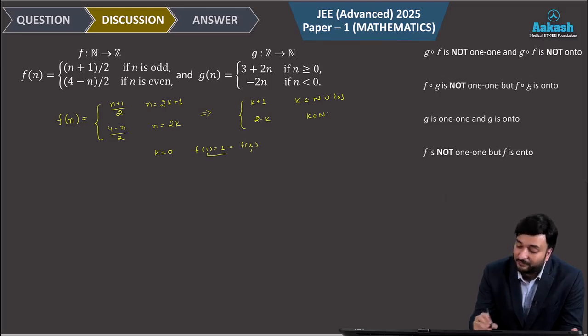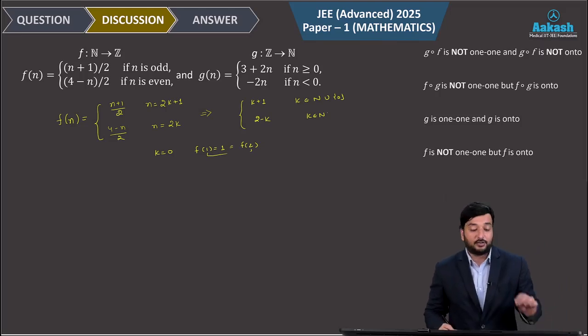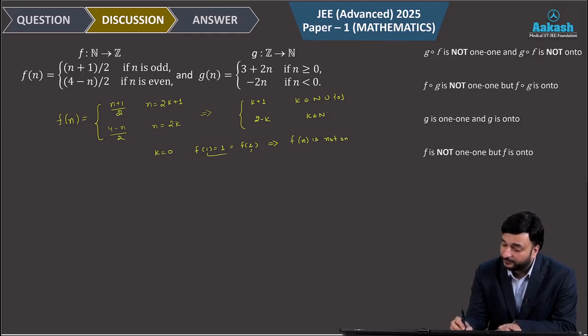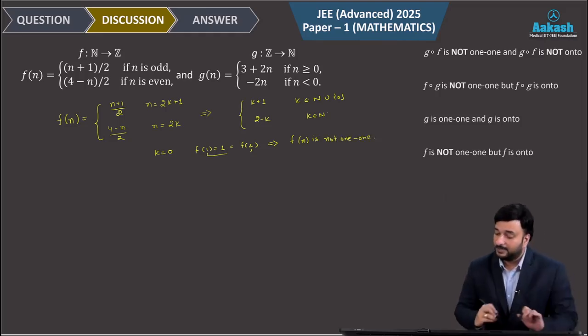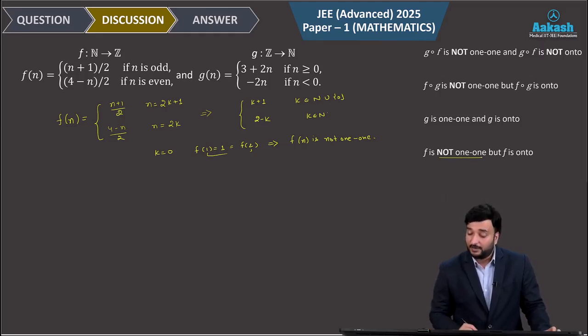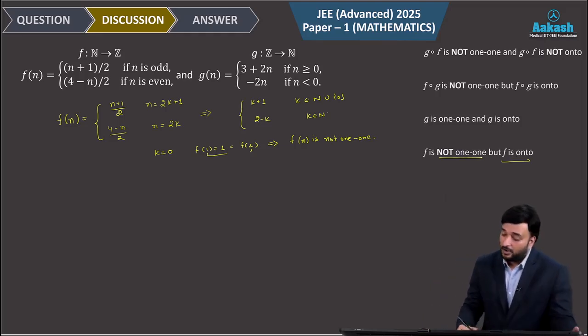So for two distinct values of n, we are getting the same value. So this simply implies that f of n is not a 1-1 function. So we can see that f of x is not a 1-1 function, so that has been given in option number D. We need to check whether the function f of x is onto or not.